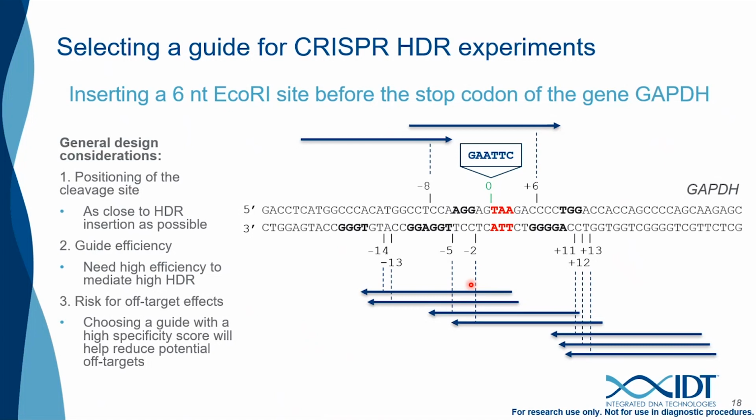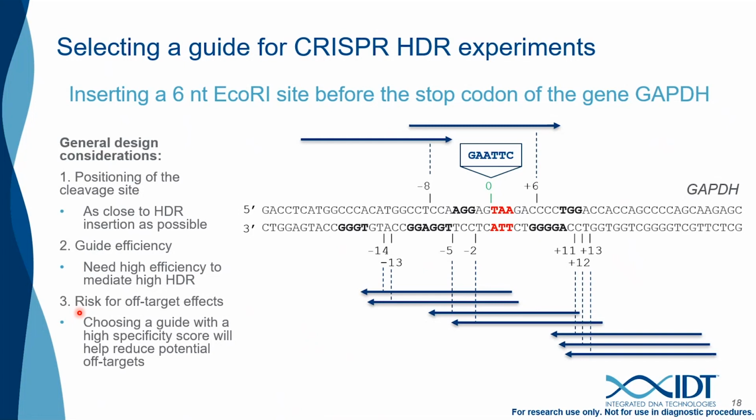But our first step in designing HDR experiments is always going to be guide selection. And there are 3 major factors to keep in mind here. First is the position of the cleavage site. Generally, you want to be as close to the HDR insertion as possible. Second is guide efficiency. You want to have a high efficiency guide to mediate high efficiency HDR. And you also want to consider the risk for off-target effects. So choosing a guide with a good specificity score will help reduce the potential for off-target editing.